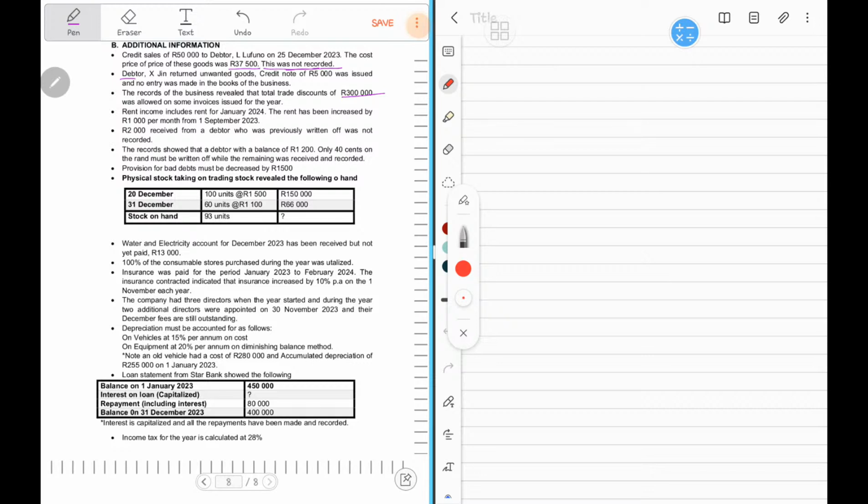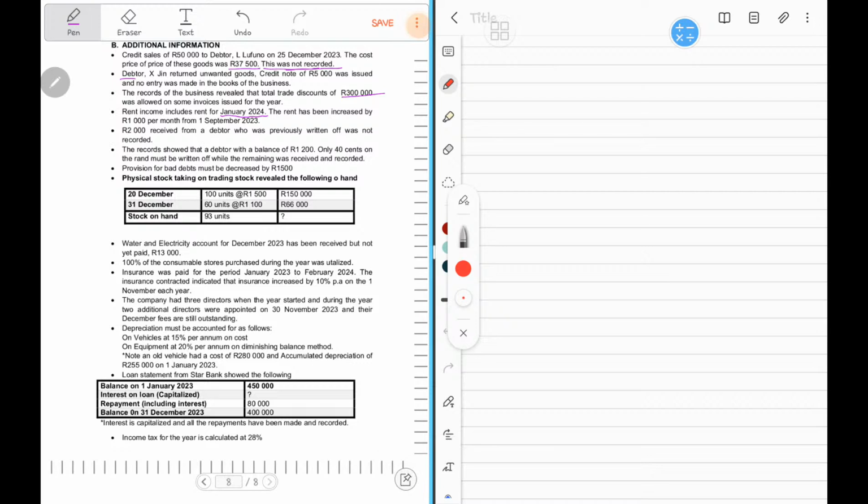Then we also have adjustment on the rent income. We're being told that the rent income includes rent for January. Remember, the year is ending on 31st of December. Now any income that is received that is after the financial year, that is after the end of the year, then it will form part of the income received in advance. And earlier on I showed you that income received in advance, we are going to subtract it. So we are not going to move around not knowing what we are going to do. We are going to subtract it simply because it does not form part of the incomes for that particular year. Then we are being told that the rent has been increased by 1,000 per month from the 1st of September. So we still have to go through this one as well.